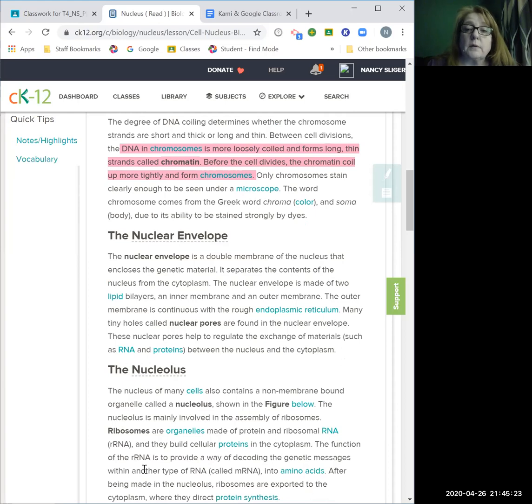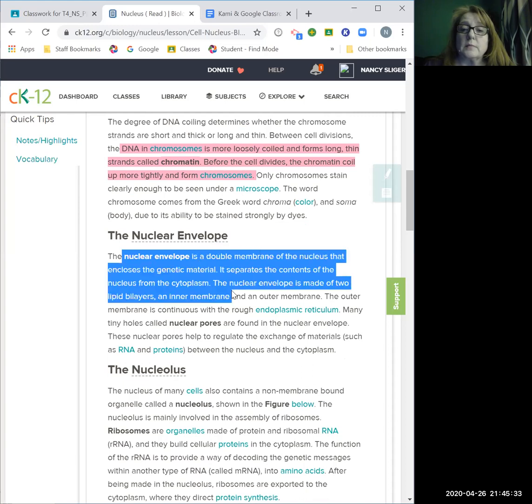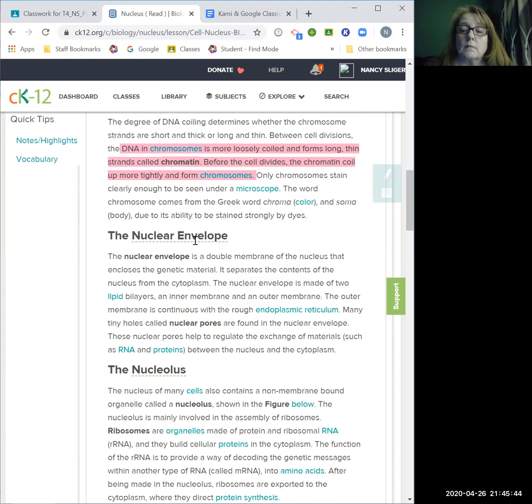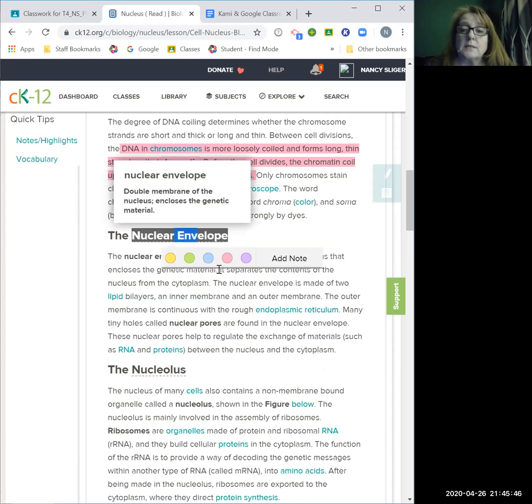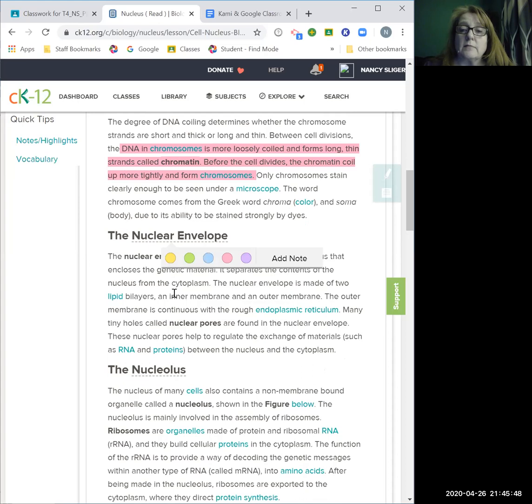Let me move this up here. You can have here that the nuclear membrane is a double membrane of the nucleus that encloses the genetic material. You don't have to write all of that, let me go back and redo that. Basically it separates the DNA from the rest of the cell and it protects it.